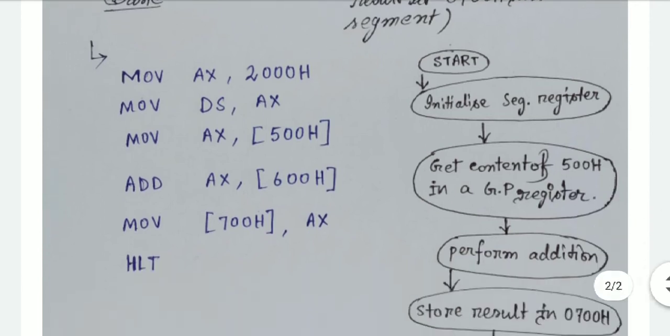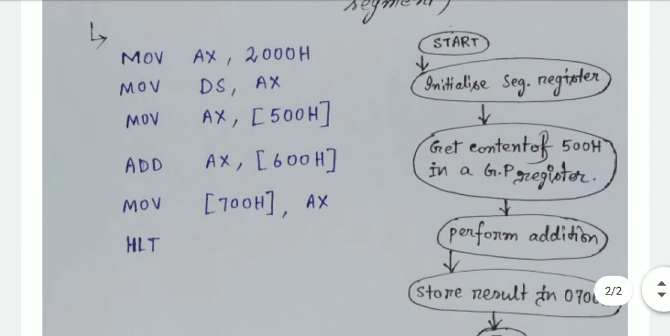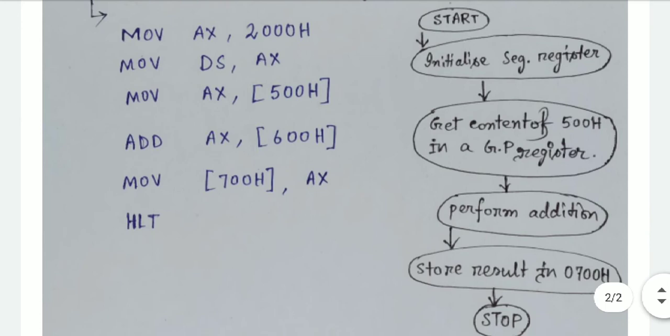On the left side we can see the 8086 program. On the right side is the flowchart of that program. So first we are discussing my programming part. After that we will discuss the flowchart part.